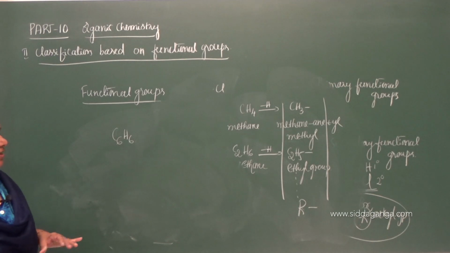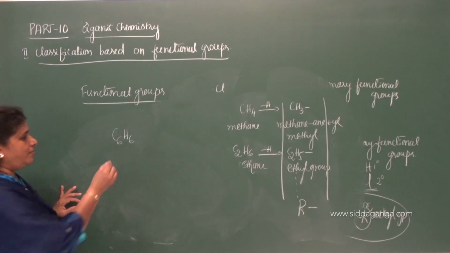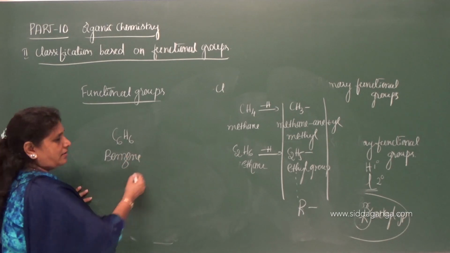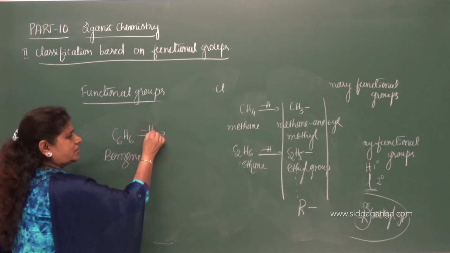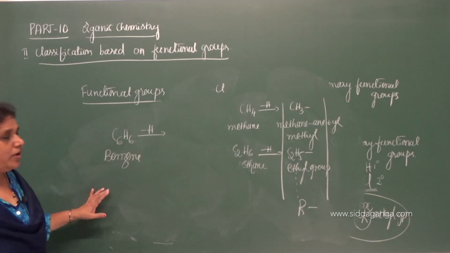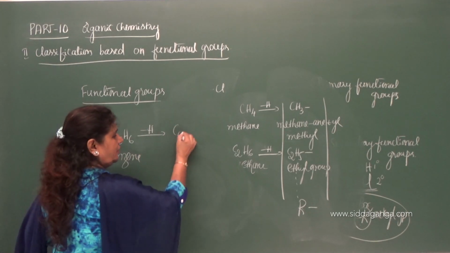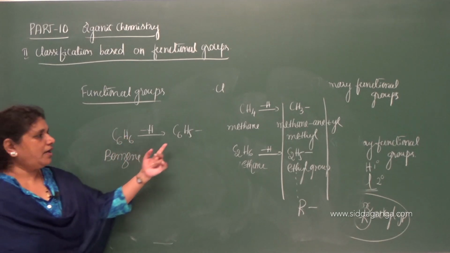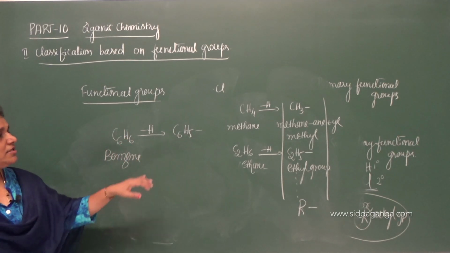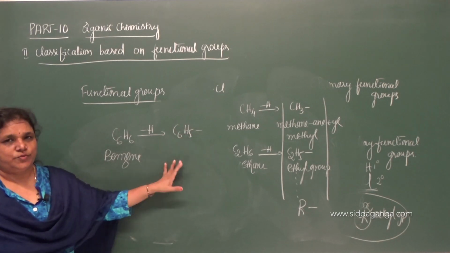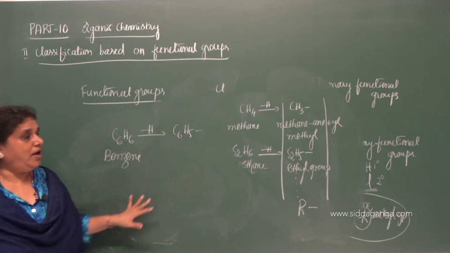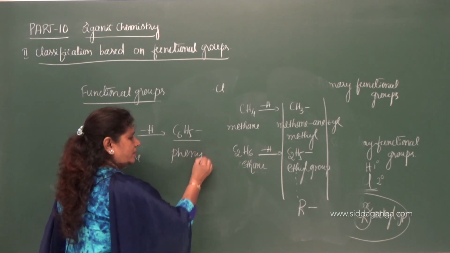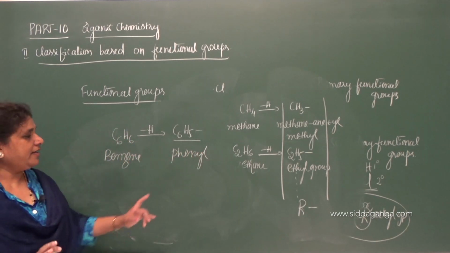You know what this compound is? Benzene, correct? It is benzene. Now remove one hydrogen from benzene. It will be C6H5. What does the group become? C6H5. This is also a substituent group, and this group is called phenyl. It's not benzyl, it is phenyl.